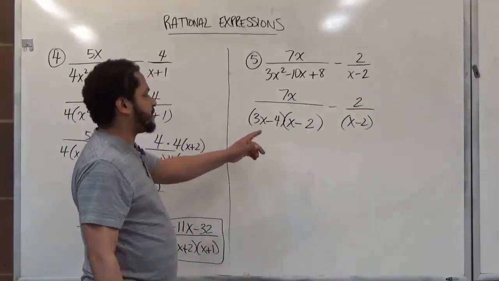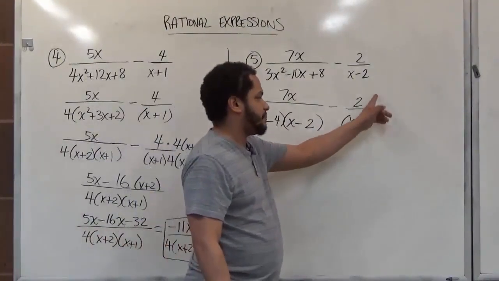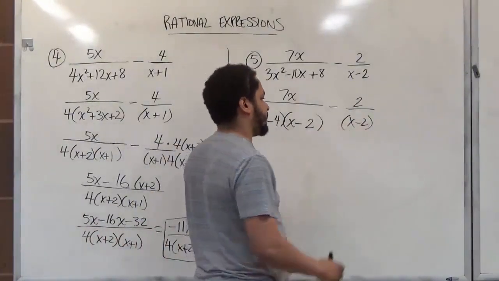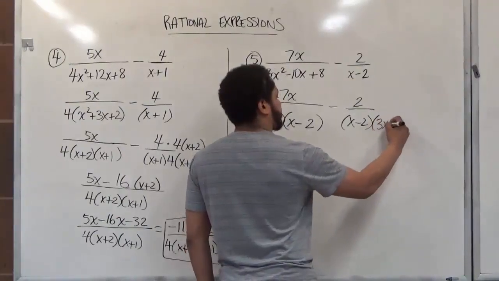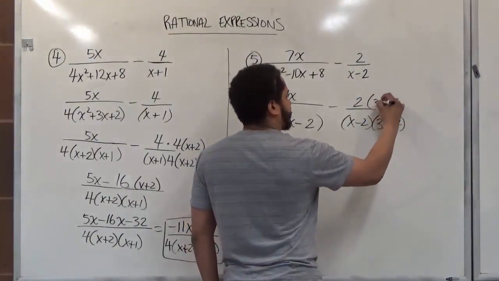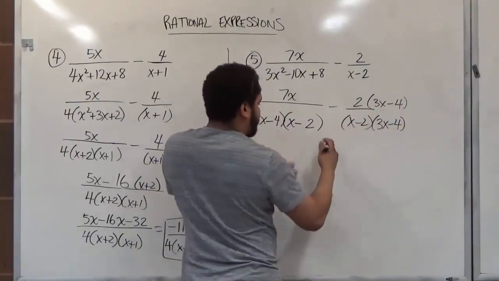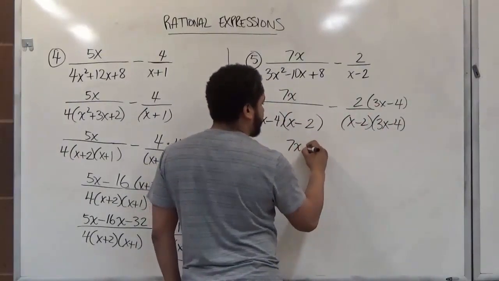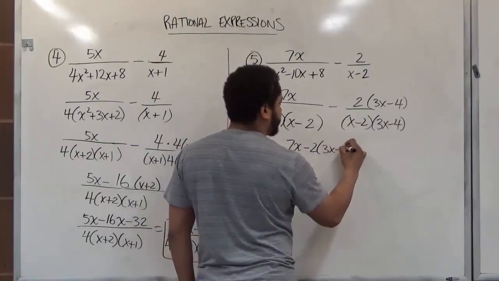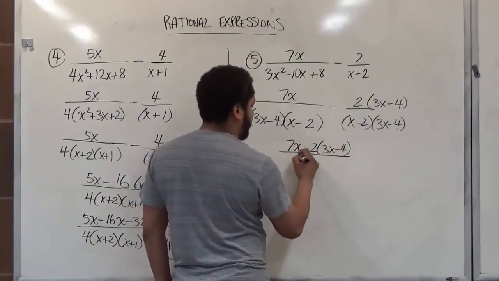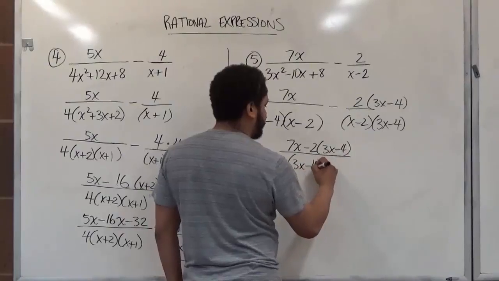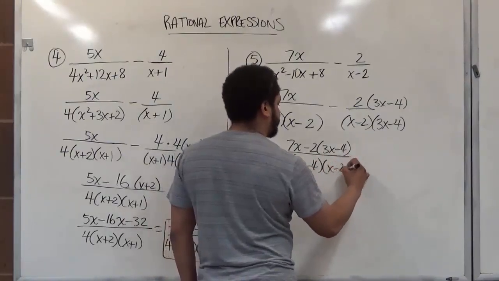So now to complete the LCD, we need 3x minus 4 on the top and bottom over here so we can have the same denominator over here. So we're going to put the 3x take away 4 here, 3x take away 4, and we're going to combine the numerators, and the denominators become 1 in unison. So we have 7x minus 2 times 3x take away 4. And on the bottom here we have just one single denominator, which is common for both of them.